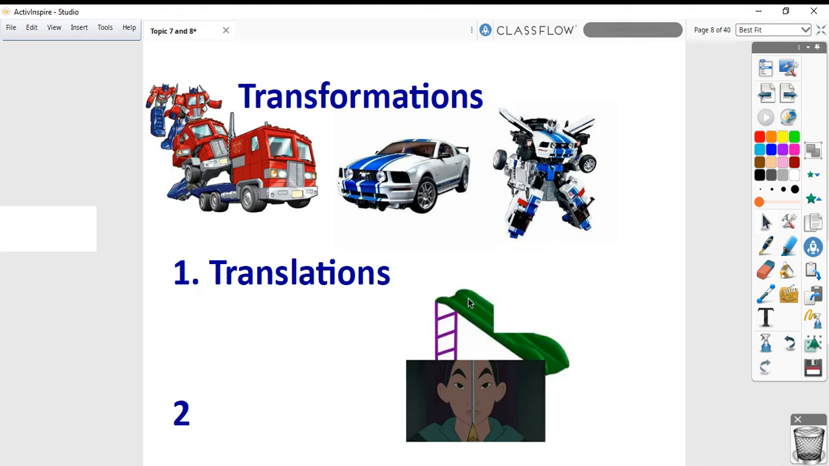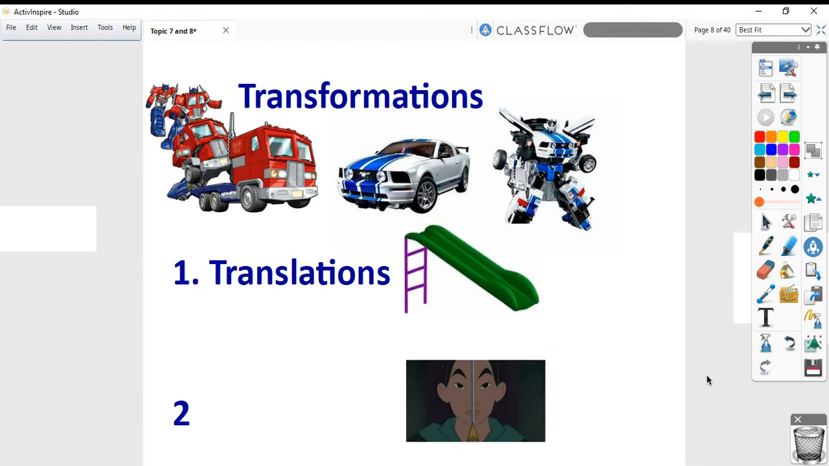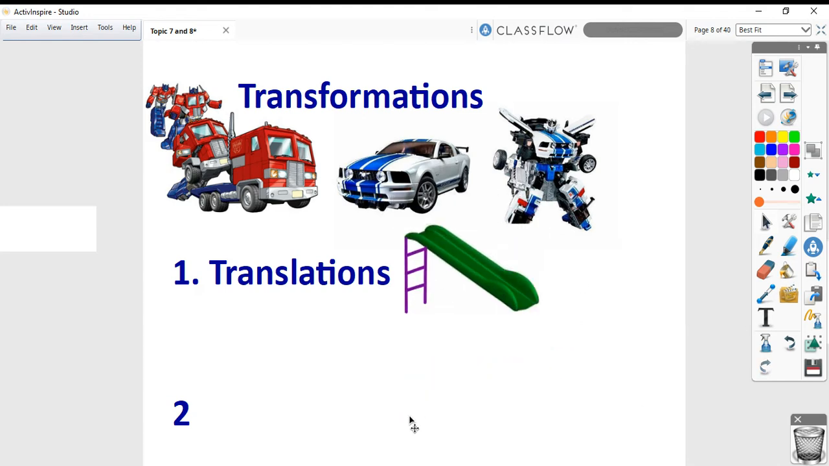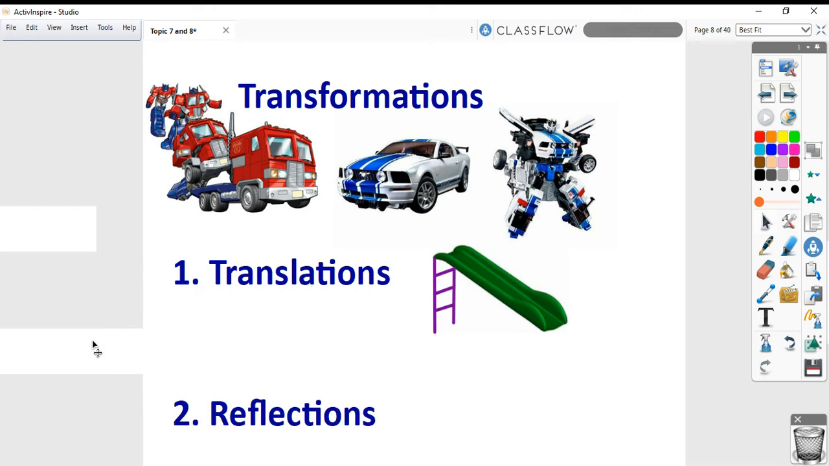All right. Let's see if we can get this picture fixed up. There we go. A slide is what we were looking at before. And that's just taking whatever image it was. It could be a point, it could be a whole entire polygon, whatever it is on your graph, on your XY plane, you took it and you moved it somewhere else. That was a translation. So today we're looking at reflections.